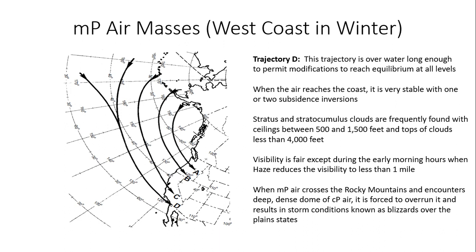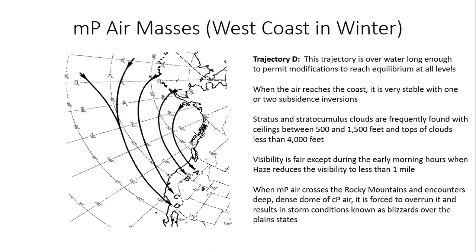And then trajectory D for maritime polar air masses along the west coast in winter. Now, this trajectory is over water long enough to permit air mass modification at all levels. And when the air reaches the Southern California coast, it's going to be very stable with one or two subsidence inversions. Now, what does subsidence inversion actually mean?